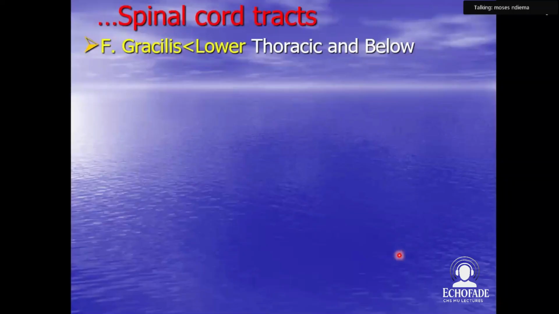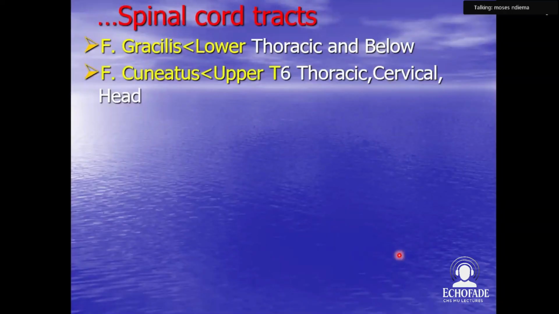So we have said the fasciculus gracilis represents the lower body for epicritical sensation. The fasciculus cuneatus represents the upper part of the body for discriminative sensation, what we call epicritical sensation. And these are in the dorsal column.